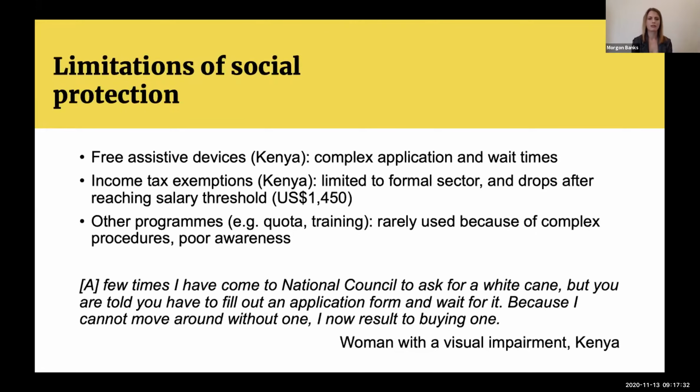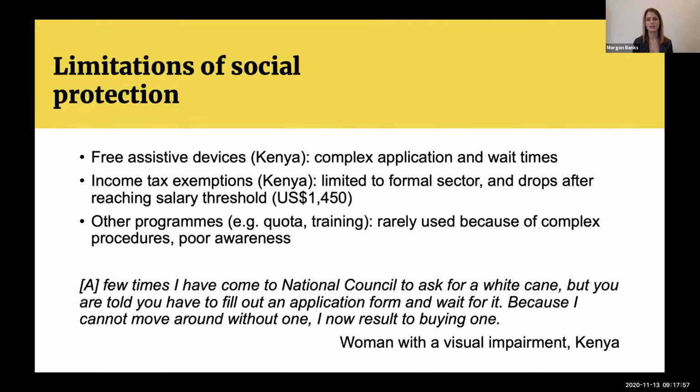There were also other programs. So assistive devices were provided outside of health insurance in Kenya. However, there were quite complex application procedures and the wait times could be quite long. So in Kenya, a woman with a visual impairment was explaining that a few times she's gone to the National Council to ask for a white cane, but was told you have to fill out an application form and wait for one. Because I cannot move around without one, I now resort to buying one.